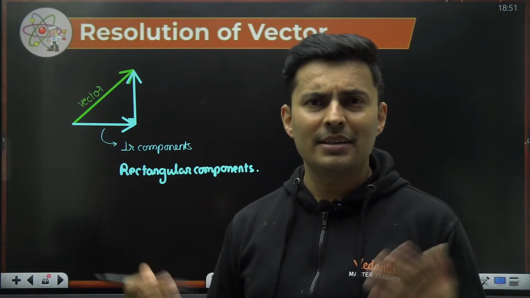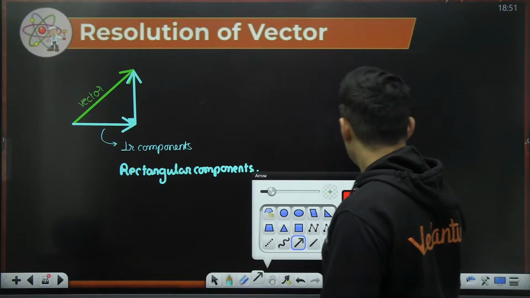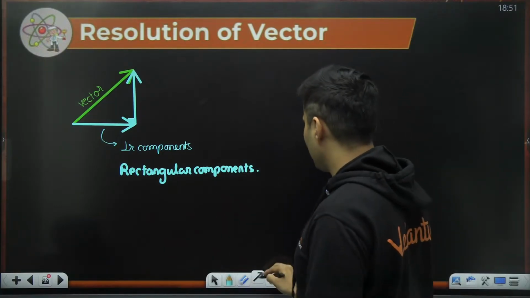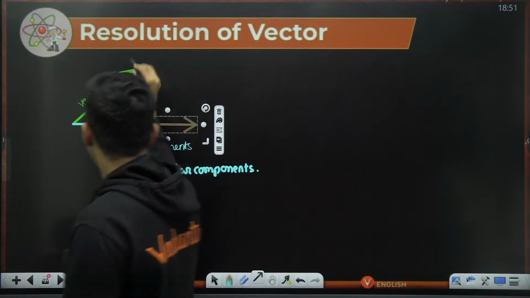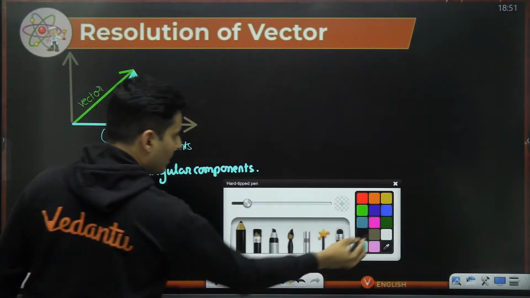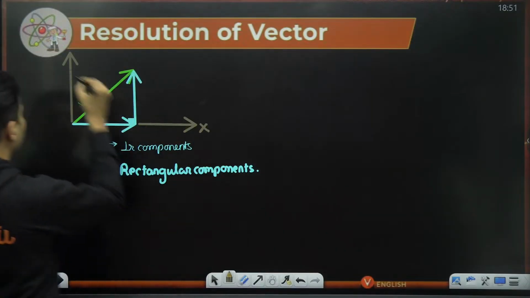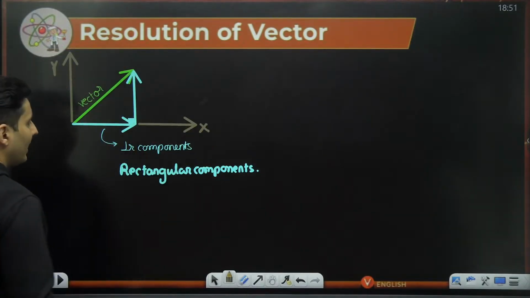And the reason is very simple. Just think about it. If I have a vector which is like this and I split it into two components like that, let's say one is along the x-axis and the other one is, let's say, along the y-axis. Say for example, this is the x component. Let's say this is the y-axis. This is the x-axis, this is the y-axis.